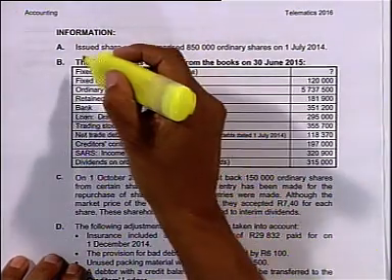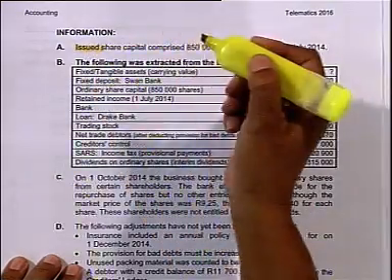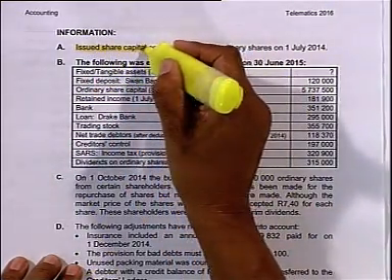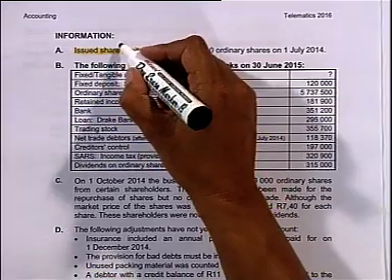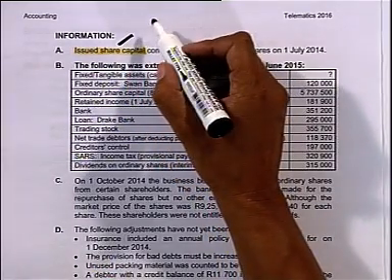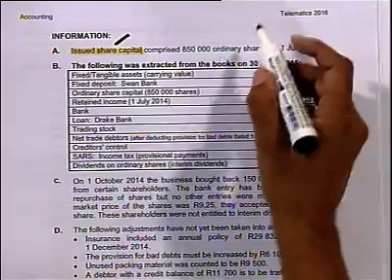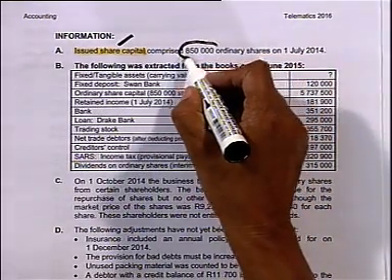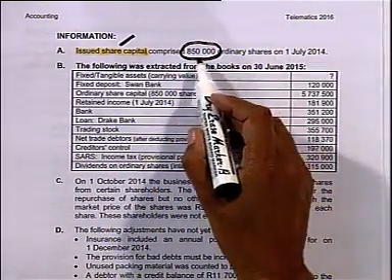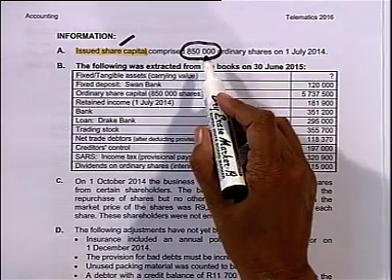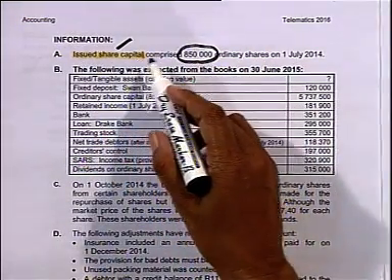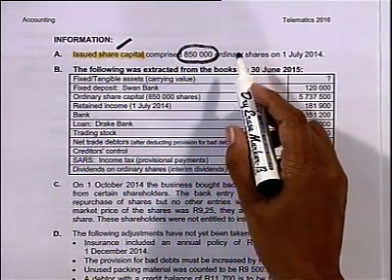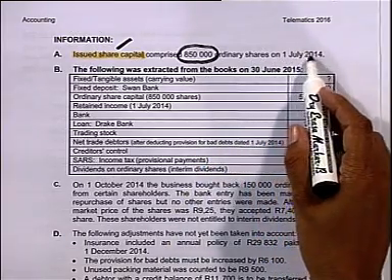So on page 9, they use the word issued share capital. It's an important word that you need to know. Issued share capital is shares that have already been sold. So that is the number of shares. So far, this company sold 850,000 ordinary shares. Okay? So issued share capital comprised 850,000 ordinary shares on the 1st of July.